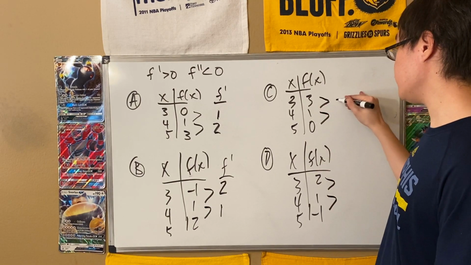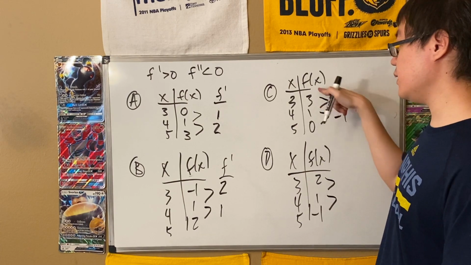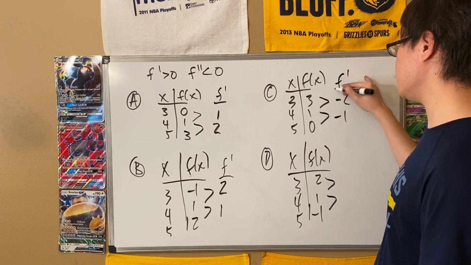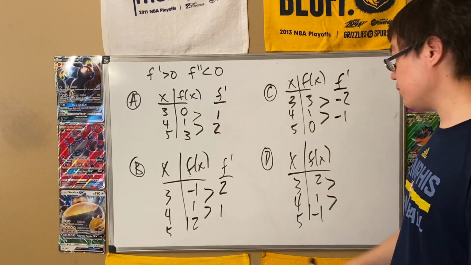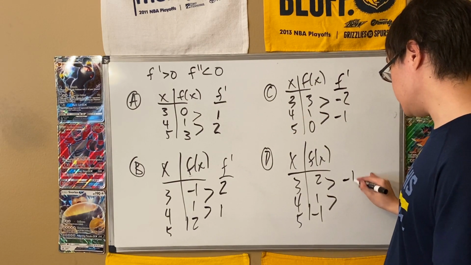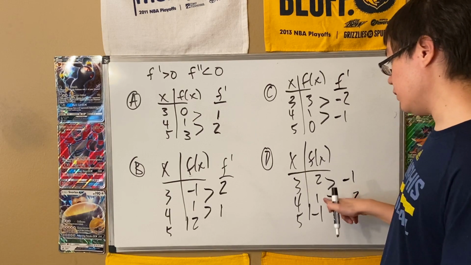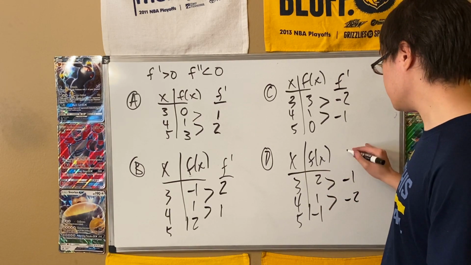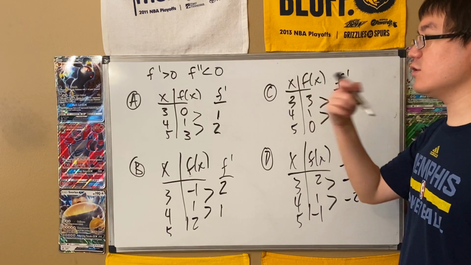So this one's going to be -2, this is going to be -1, 1 minus 3, 0 minus 1. Be careful when you're doing bottom number minus top number when you have these negatives. And then this one is going to be -1 and -2. 1 minus 2 and -1 minus 1. So then what you do is you finally look at your givens.